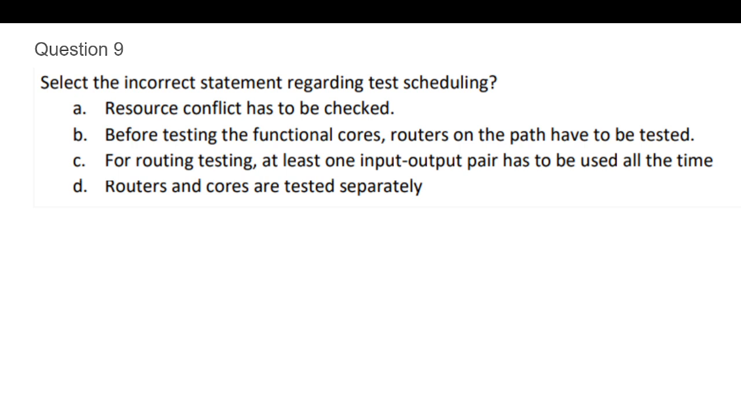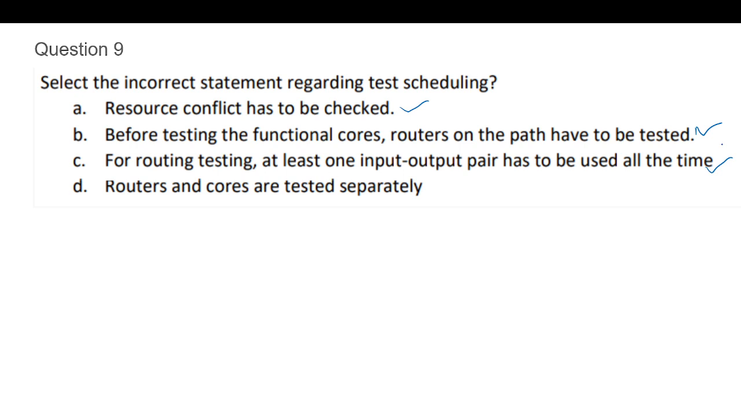Next question, select the incorrect statement regarding test scheduling. Resource conflicts have to be checked. We have to check the resource conflicts for scheduling. Before testing the functional cores, routers on the path have to be tested. First the routers, then the cores. True. For routing testing, at least one IO pair has to be used all the time.